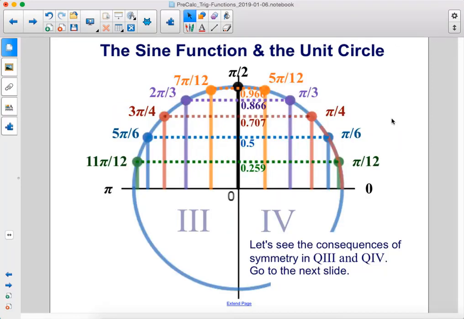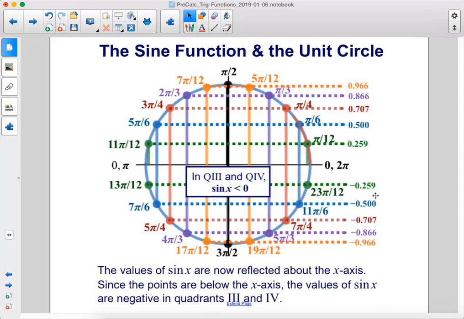Let's see the consequences of symmetry in quadrants 3 and 4. Go to the next slide. The values of sine x are now reflected about the x-axis. Since the points are below the x-axis, the values of sine x are negative in quadrants 3 and 4.